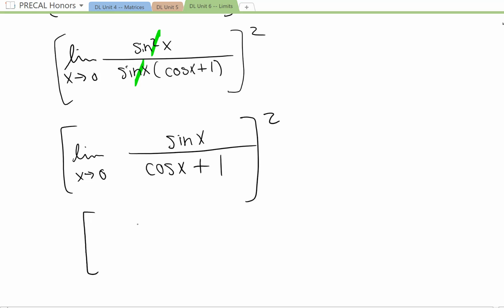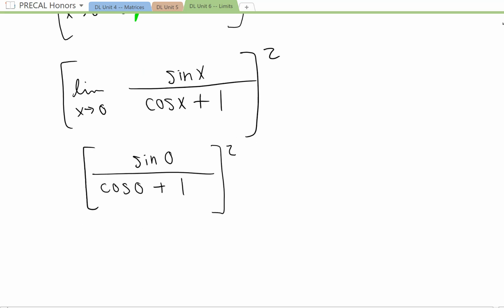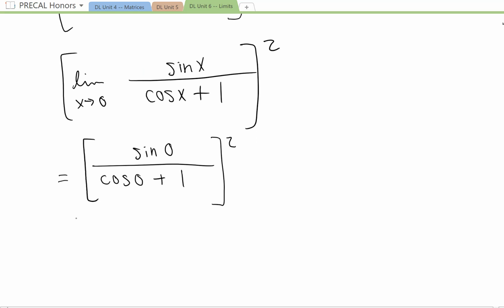Plug in 0. You get sine of 0 over cosine of 0 plus 1. That is going to end up being squared. Sine of 0 is 0. And as long as the denominator is not also 0, then we're good to go. Cosine of 0 is 1, plus 1. This quantity will be squared. 0 squared divided by anything is 0.